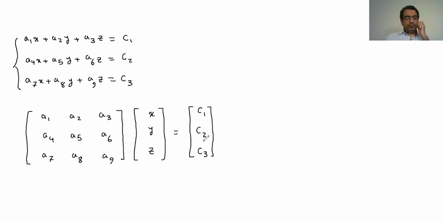And if you want to punch it in your calculator, basically you put A1 through A9 as the coefficients in your calculator. X, Y, Z, your calculator assumes as the unknowns, so you don't need to do anything for this. And then on the other side, when it asks you to put the constant coefficients, you put C1, C2, and C3. And then your calculator solves it and gives you X, Y, and Z.